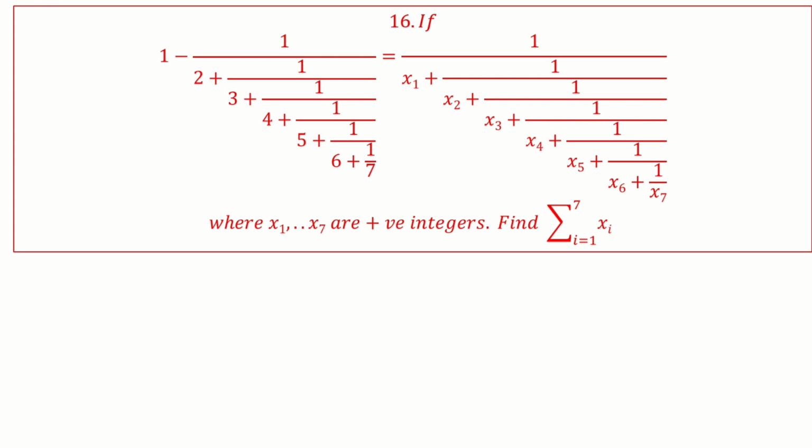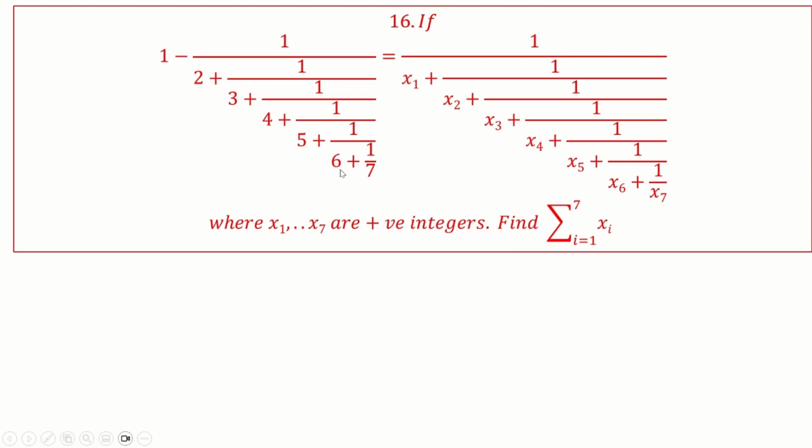You have a fraction written in the form of 1 minus 1 by 2 plus 1 by 3 plus 1 by 4 plus 1 by 5 plus 1 by 6 plus 1 by 7. This is equal to another fraction which is written as 1 by x1 plus 1 by x2 plus 1 by up to x6 plus 1 by x7. Now where x1 to x7 are positive integers, what is the sum of all xi's? Actually, this is a very simple problem. We should know how to solve it.